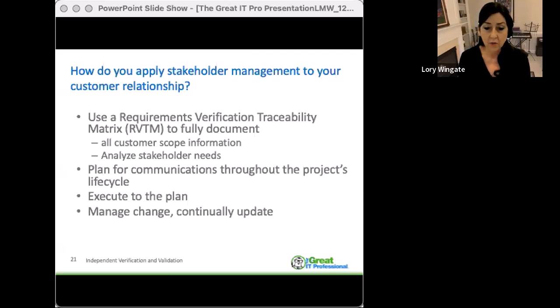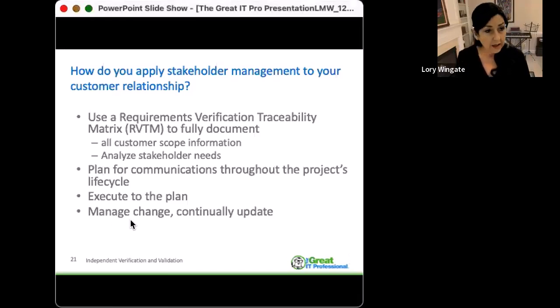What we want to do is focus on your customer's needs, document those, and then plan for communicating throughout the project's life cycle on how you're doing this. Of course, executing to the plan and then managing change and continually updating that. It sounds simple, right? But anyone who has worked with customers knows that this is not simple nor easy. Even getting to a solid set of requirements can be quite difficult. And the requirements verification traceability matrix can really help you hone in and do that.